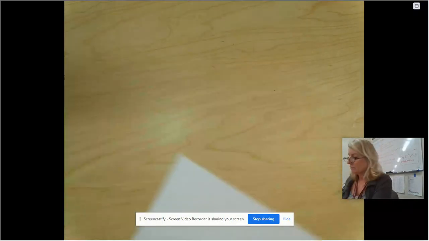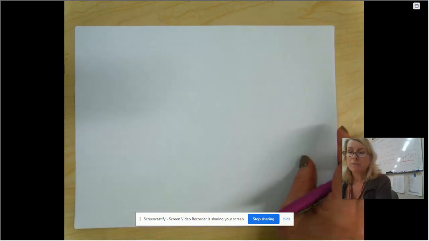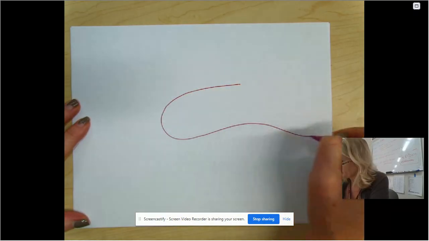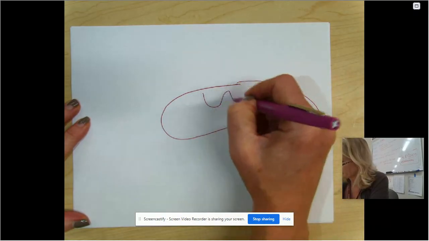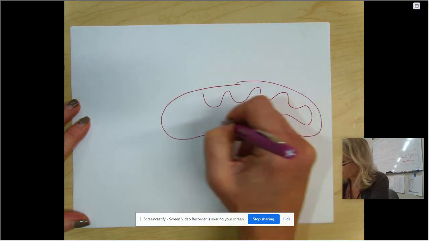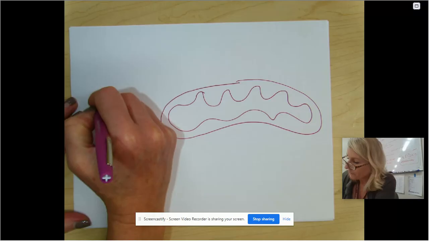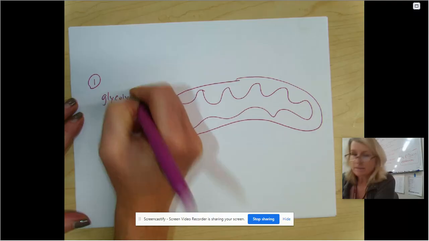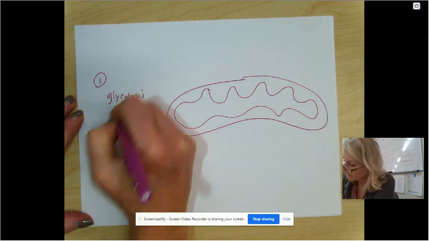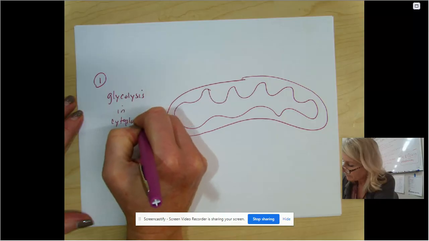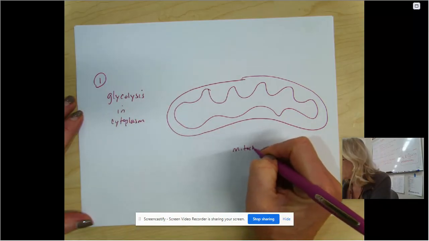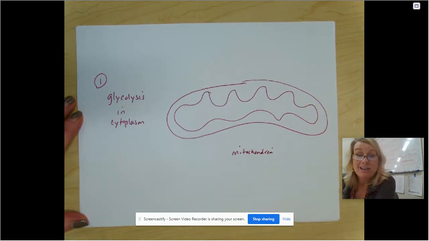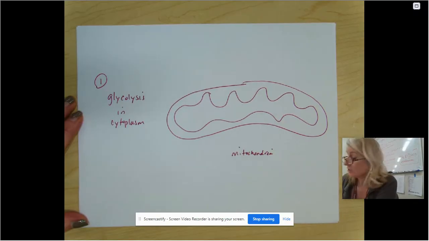So cellular respiration occurs really in 3 parts, and I'm just going to do a really quick overview. The first part, I'm going to draw smaller mitochondria. Okay, so the first part, part 1, is called glycolysis. And glycolysis occurs in the cytoplasm. Once again, this is your mitochondria. Okay, parts 2 and 3 actually occur in the mitochondria if oxygen is present.